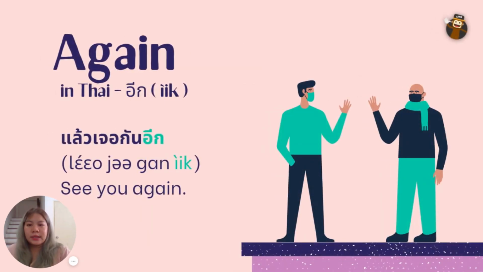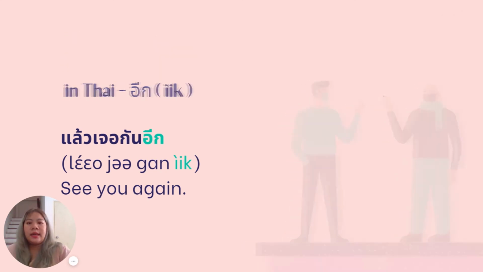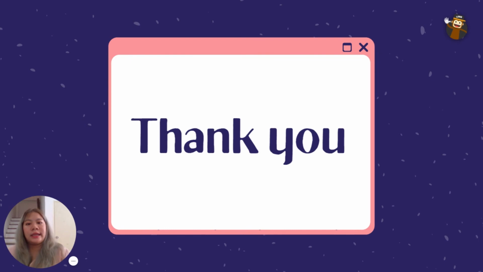And the last word, again. In Thai, we say อีก. For example, แล้วเจอกันอีก. See you again. That is for today's lesson. These are just some of them.